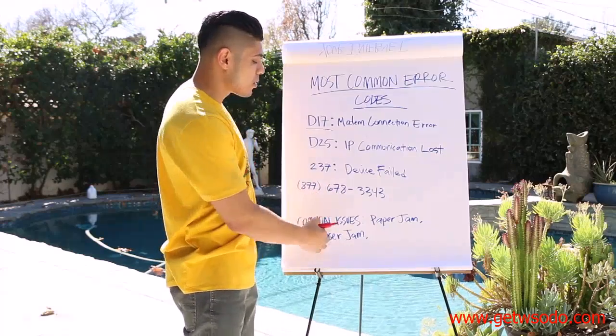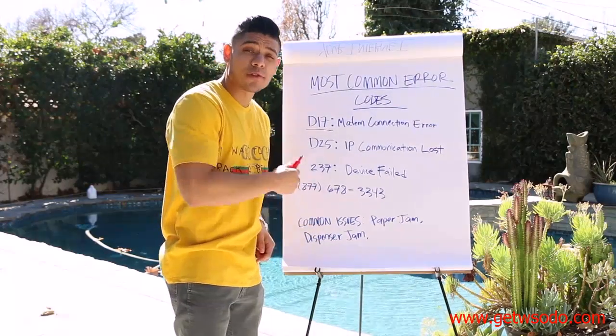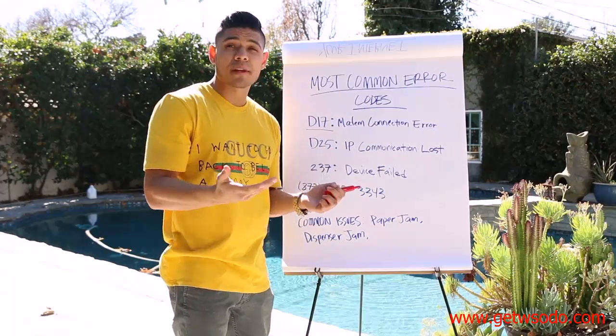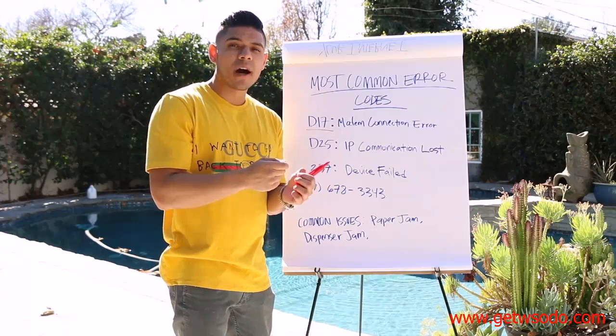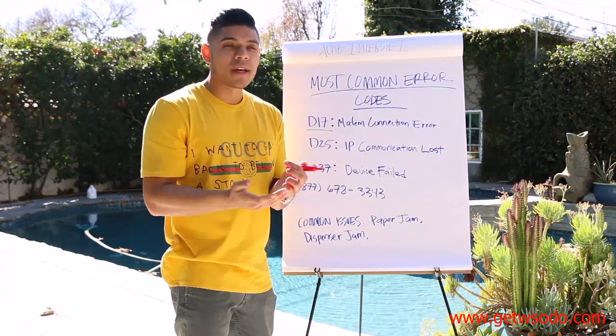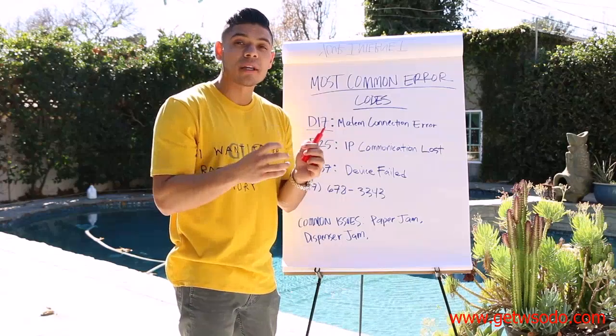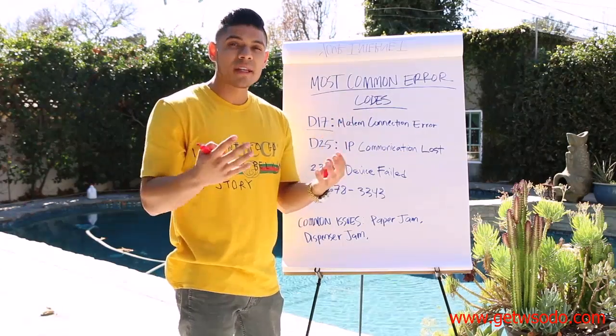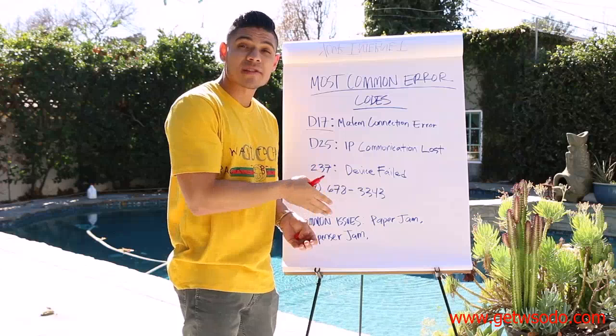Second is a dispenser jam. So one time, when I was refilling my machine, I have a paper clip that separates the money. What I didn't know is I actually left the paper clip on the money. So when the machine tried to dispense money, the paper clip got stuck in the dispenser and I got a jam.